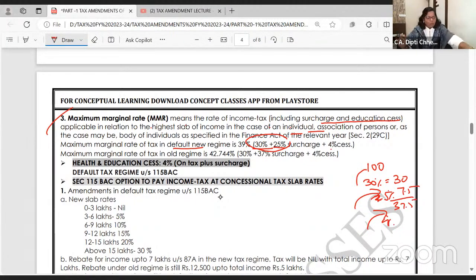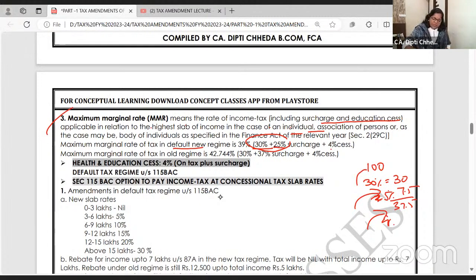On this, 4% cess. I hope you all are using your calculator. If you know this trick, you can do it in the exam also. 37.5 into 104% comes to 39. So in MCQs, if they ask you the maximum marginal rate of tax under the default tax regime, 115 BAC, it is 39%. Under the old, that is your normal tax rate, tax is still 30% today. On that, the highest rate of tax is 30%, the highest rate of surcharge is 37%, and on that cess is 4%, giving 42.74.